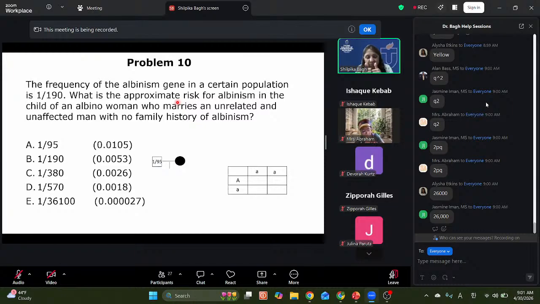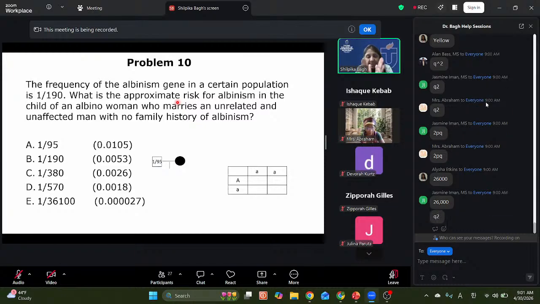Incidence of disease is what? Autosomal recessive: incidence of disease is q squared, unless they say gene frequency, then it becomes q. Otherwise, it will always be q squared, right? Here, they are not asking about carriers.